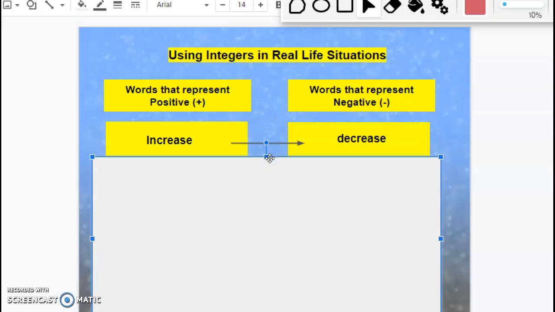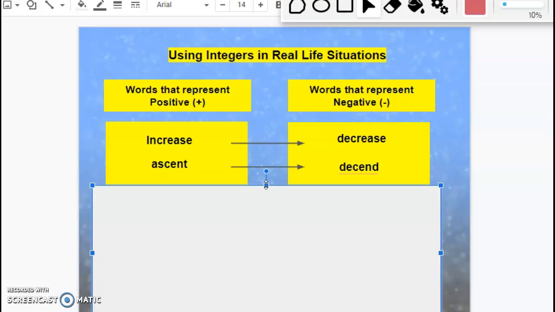So the first set of words we're going to look at is increase and decrease. Positive would mean something is increasing and negative is decreasing. We'll see this most frequently in temperature or degrees when we talk about an increase in the temperature or a decrease in the temperature.